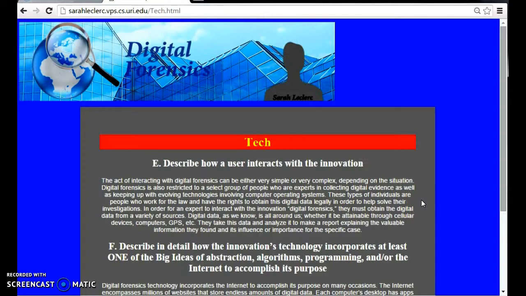It's restricted to a select group of people who are experts in collecting digital evidence. These types of individuals are people who work for the law and have the rights to obtain this digital data legally in order to solve their investigations. In order to interact with the data, they must acquire it, analyze it, and make a report indicating their findings.